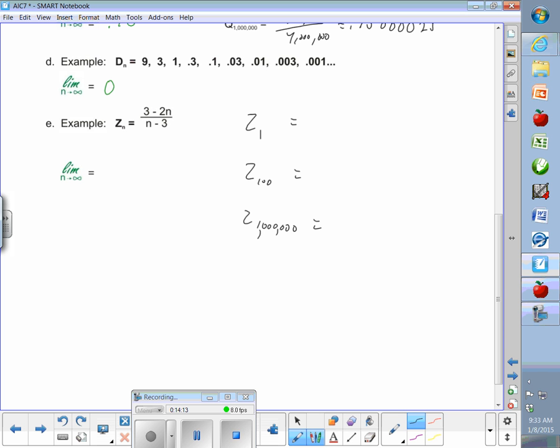Who wants to go for it? Come on, somebody else. I'm going to start calling on you. Gavin, what do you think? What'd you get for z of 1? 0.3 repeating? I don't think so. Let's see, you get a 1 over a negative 2. It's negative 1/2, right? Z of 1? Okay. Gavin, what'd you get for z of 100?